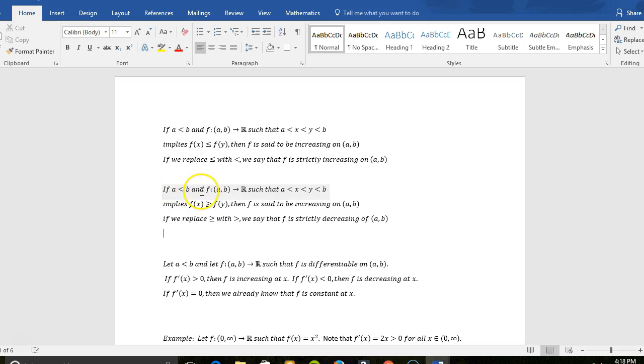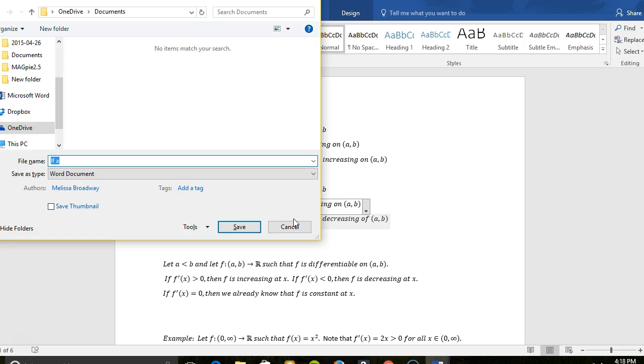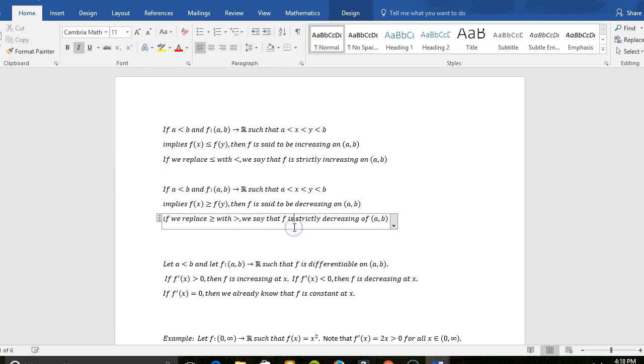If a is less than b and if f is a function on the open interval ab into r such that, again, a less than x less than y less than b implies f of x is greater than or equal to f of y, then f is said to be increasing on ab. No, I need to fix that, don't I? Sorry, that's decreasing. My bad. Oops. So I'll save that in the editing.